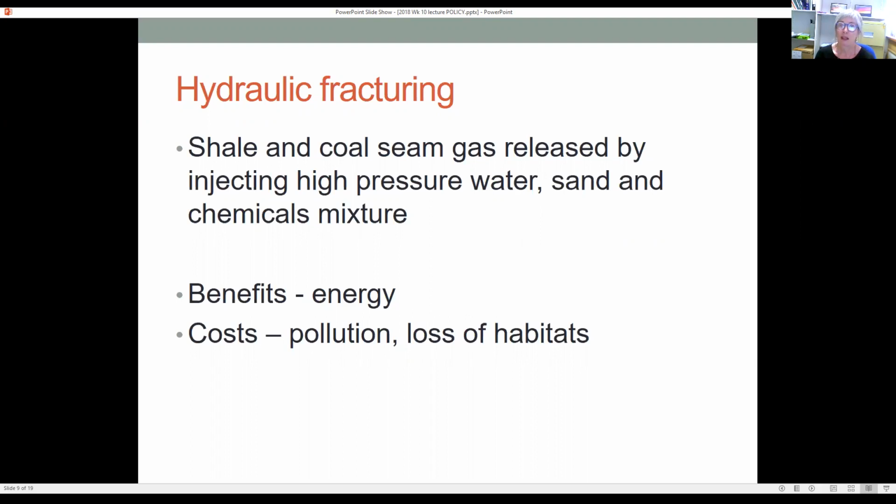There are some problems. It takes huge amounts of water, and we don't have enough of that. The chemicals that are used are carcinogenic, so problem number 2. So that we could be contaminating groundwater. In the United States, there have been reports of small earth tremors, so potential problem. And so there are benefits in terms of energy, but there are also costs, and of course loss of habitats, not just animals and trees, but also human habitats.